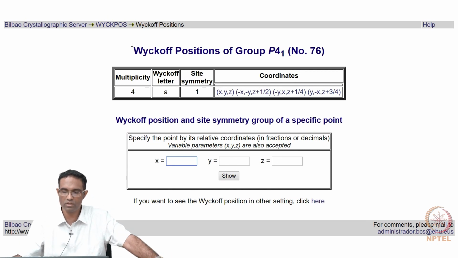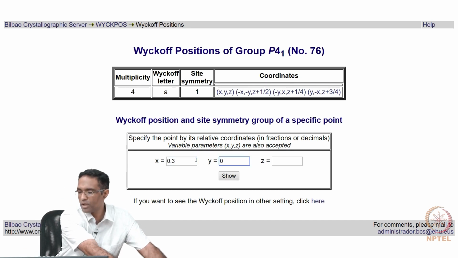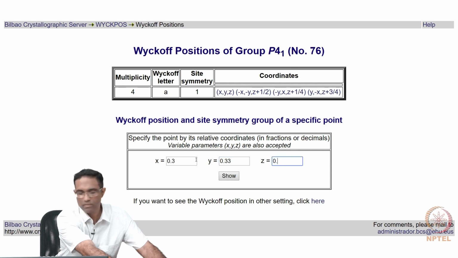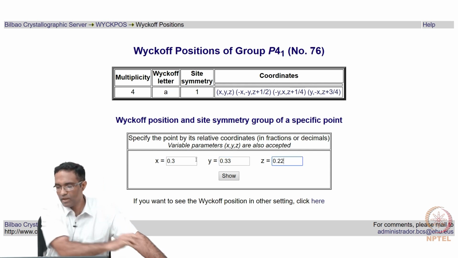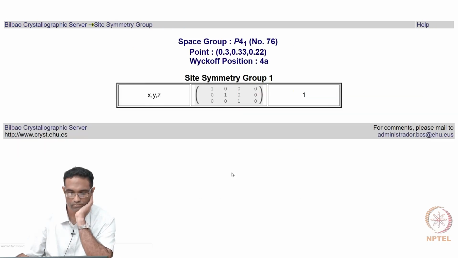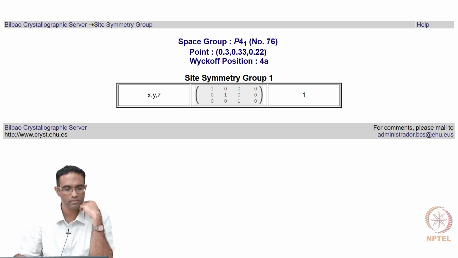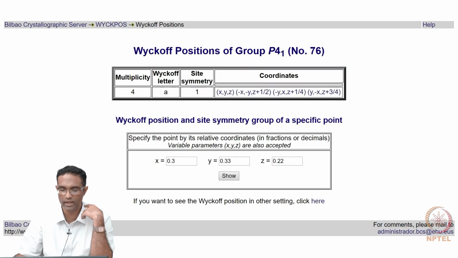So one of the questions is, in this website there is XYZ. So can we put some number here and get all the equivalent atoms? Let us try. This is what it gives. So it gives you that the Wyckoff position is 4a. Okay, and it doesn't give you the entire list like what you are expecting.